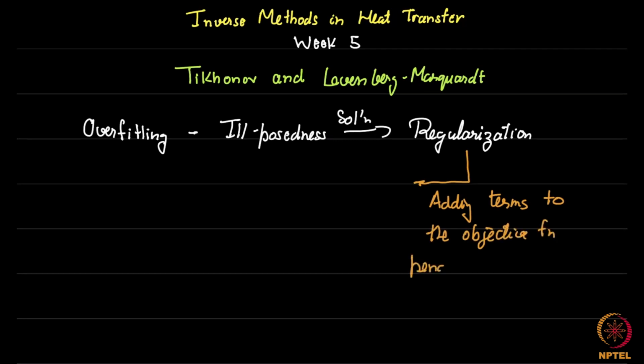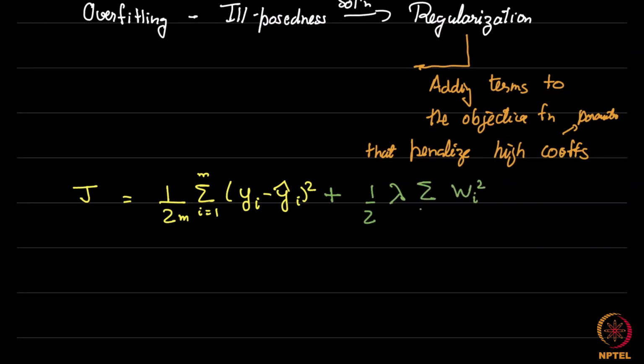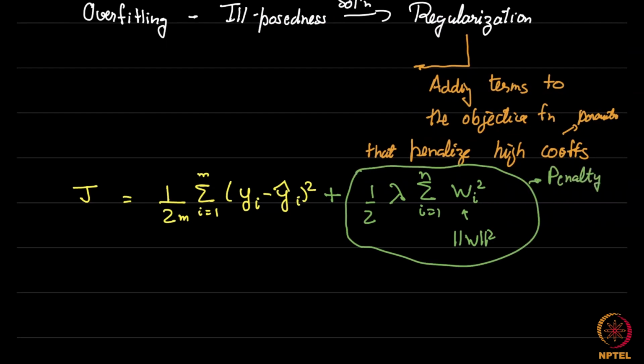These terms penalize high coefficients or high parameters. So, for example, we saw that our usual loss function now becomes J, a composite loss function, which is 1/2 times the sum of (yi minus y hat i) squared, i equal to, let's say, 1 to m. This is the original, plus this additional penalty term, which is 1/2 times some arbitrary coefficient lambda, times the sum of wi squared, which we also call the norm of w squared. This is the penalty term. This is also known as the regularization term.